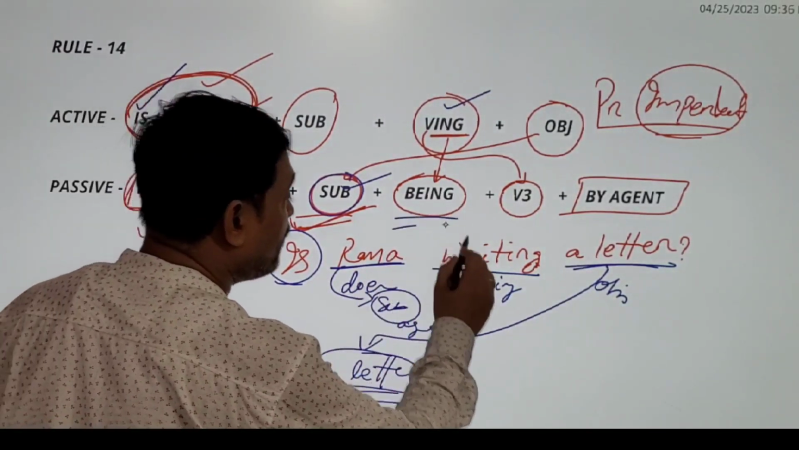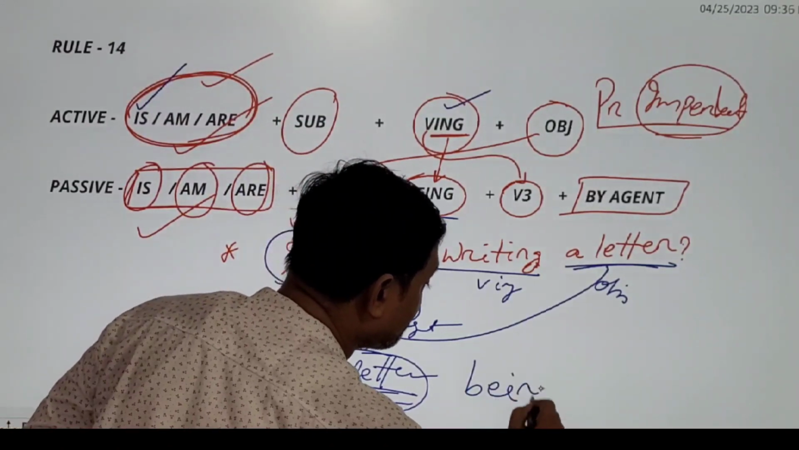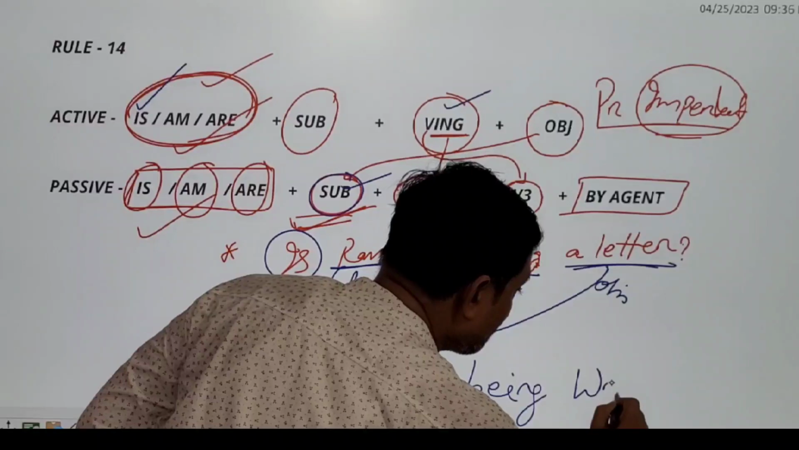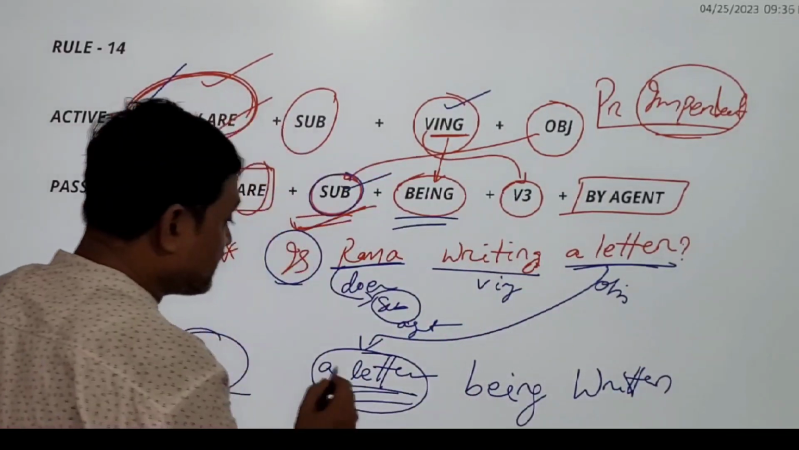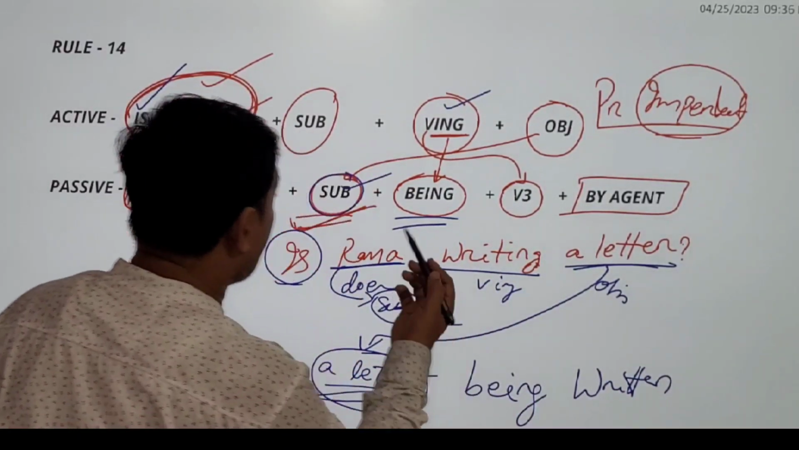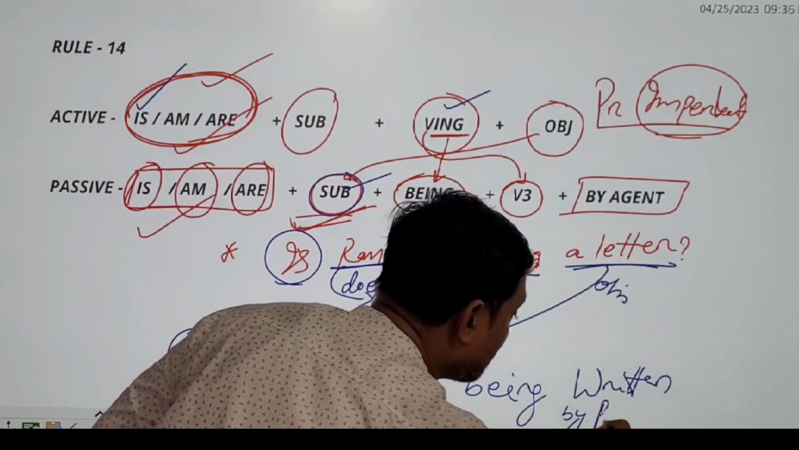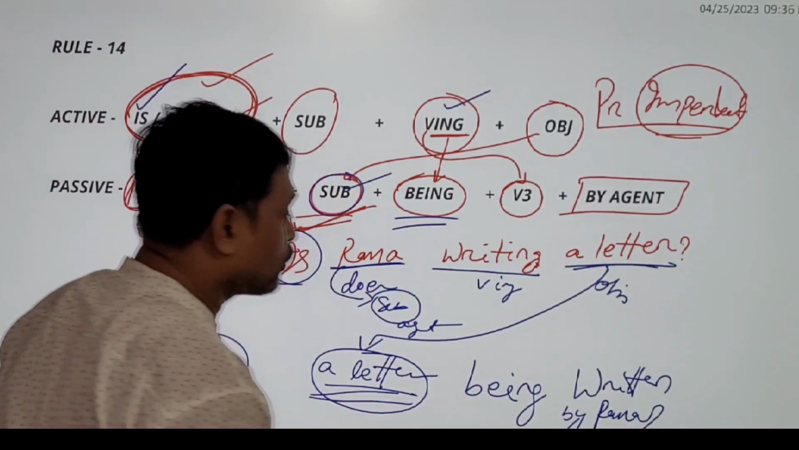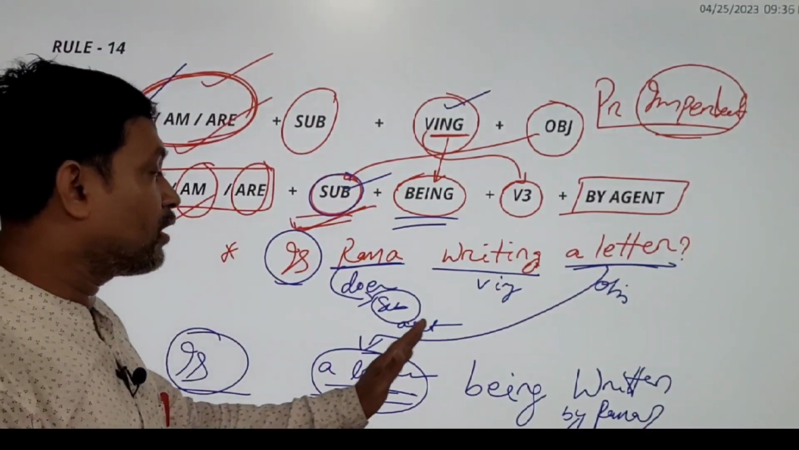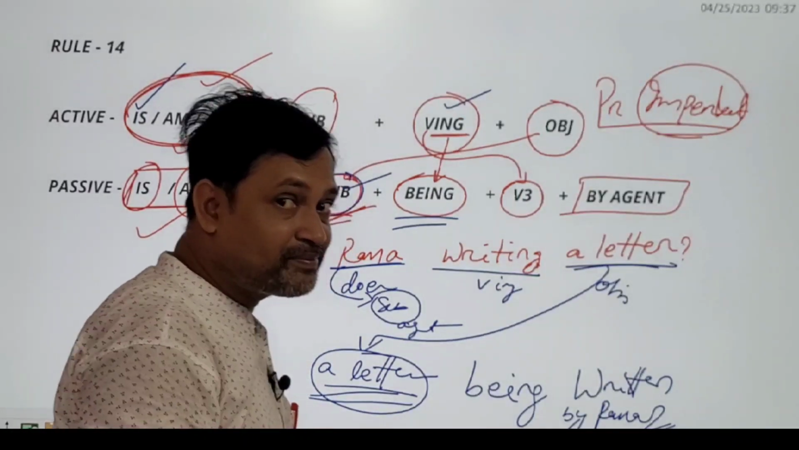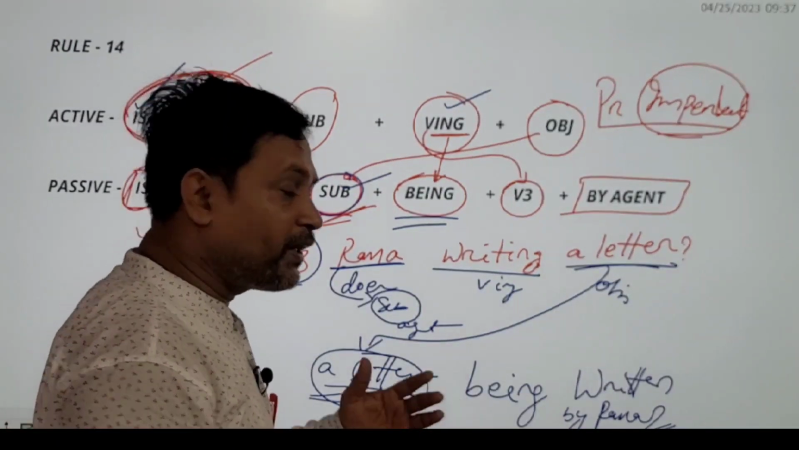Then what? Being. Is a letter being, then v3, written. Is a letter being written. By whom? By the agent. Who is the agent? By Ram. So the answer will be: Is a letter being written by Ram? Clear? Let's move to rule number 15.